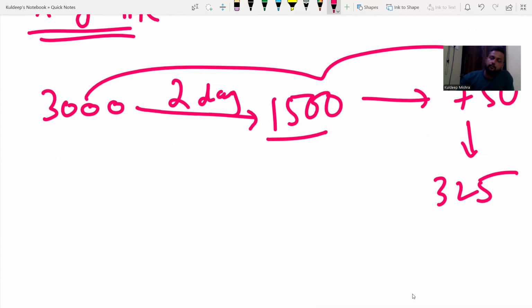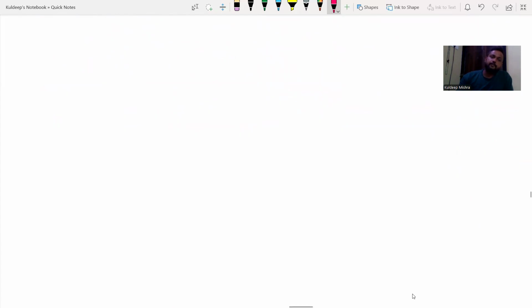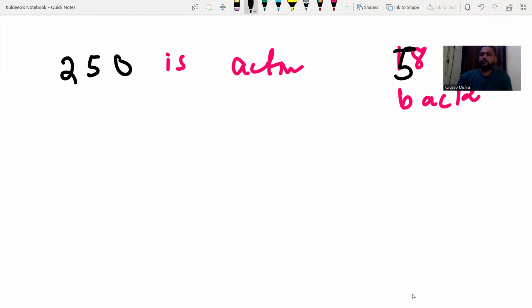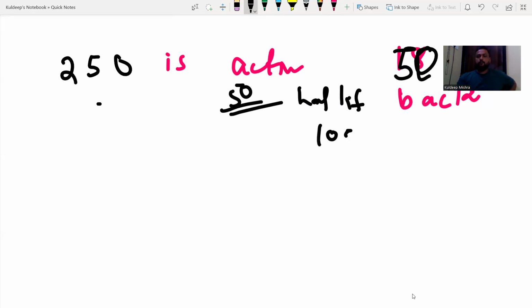Also remember, if they have already given you the background radiation, let us say they say that 270 is the activity, and 18 is background radiation, and they ask in how much time it comes down to half of this. But let us take easier numbers. Let us say this is 250 and 50 is the background radiation, and they want to know in how many days it becomes 100, and they say that the half-life is 10 days. So you remember, it will not become 50. They will say in how many days it becomes 100 because that is the background radiation.